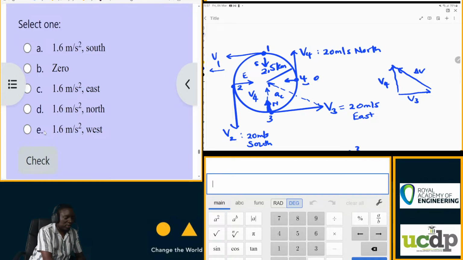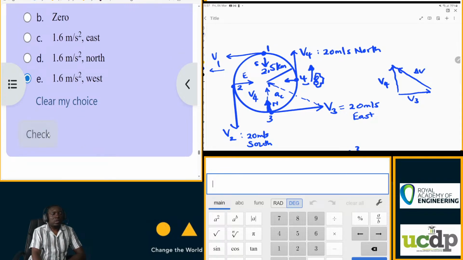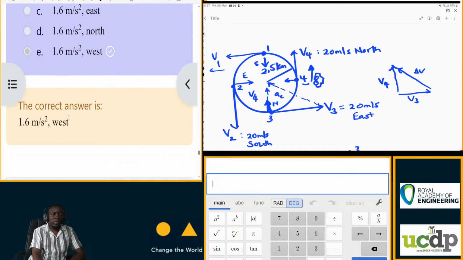Our car should be moving like that, in that direction, with an acceleration to the west. So that should be how the diagram should have looked there. It should be to the west.